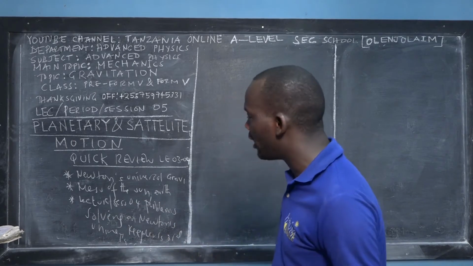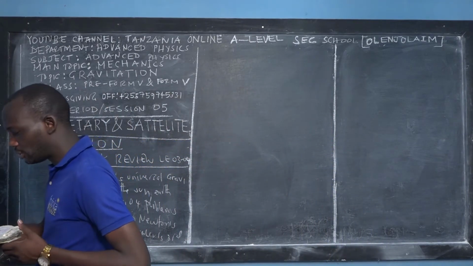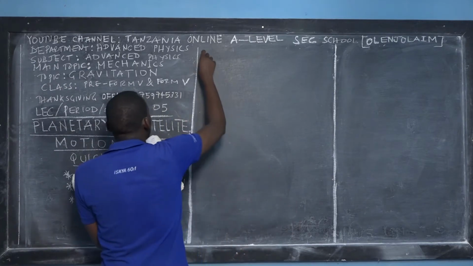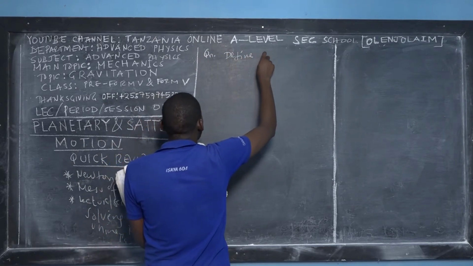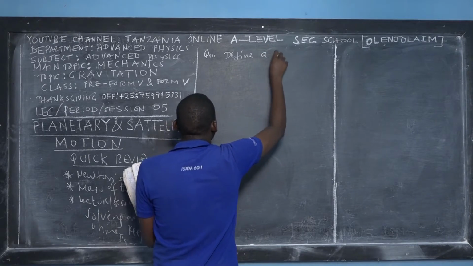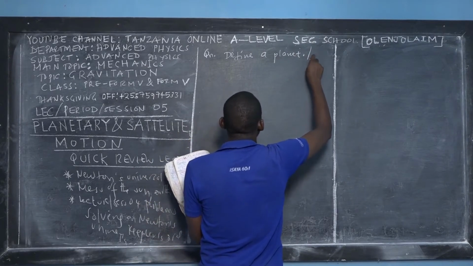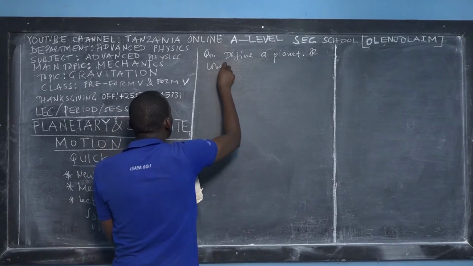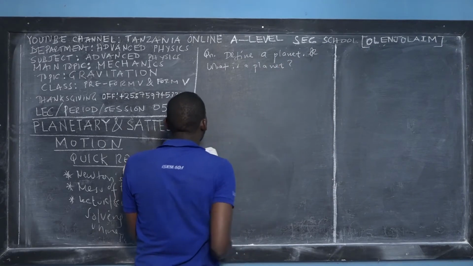So I'm ready right now to go into the subject of the day, planetary and satellite motions, and I would like to start with an introductory question, which is like this. Define a planet. What is a planet? Or in some of the books, it can be asked that, what is a planet? So that's the question that we have in this course.